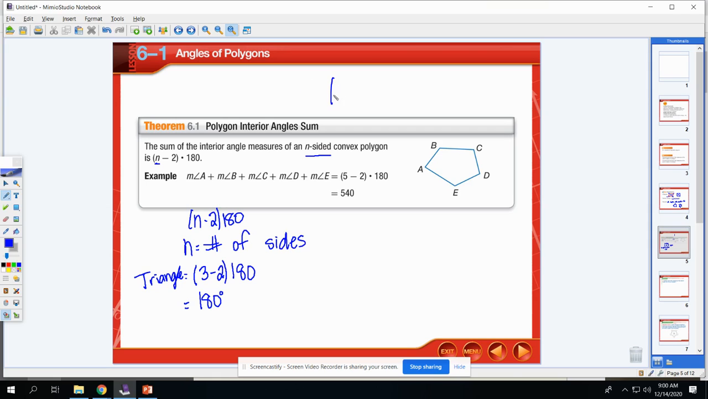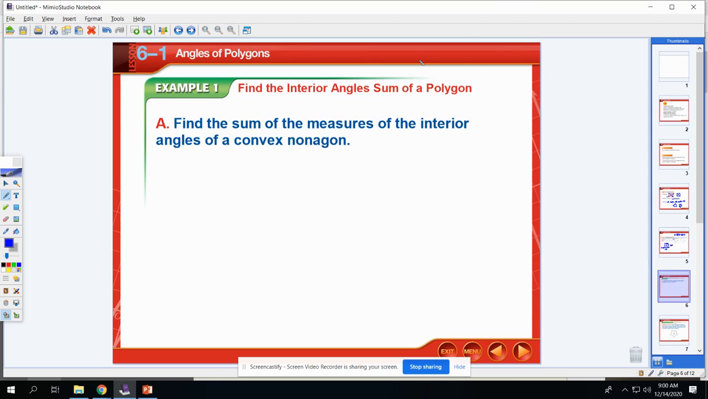So one of the big things to remember today, if you don't remember anything from this lesson, make sure you remember this formula. N minus 2 times 180, and that is for the interior, so the inside angles. So starting off here, find the sum of the measures of the interior angles of a convex nonagon. Okay, so this is exactly what we learned on that last page, except for we probably don't know what a nonagon is. All right, so a nonagon has 9 sides.